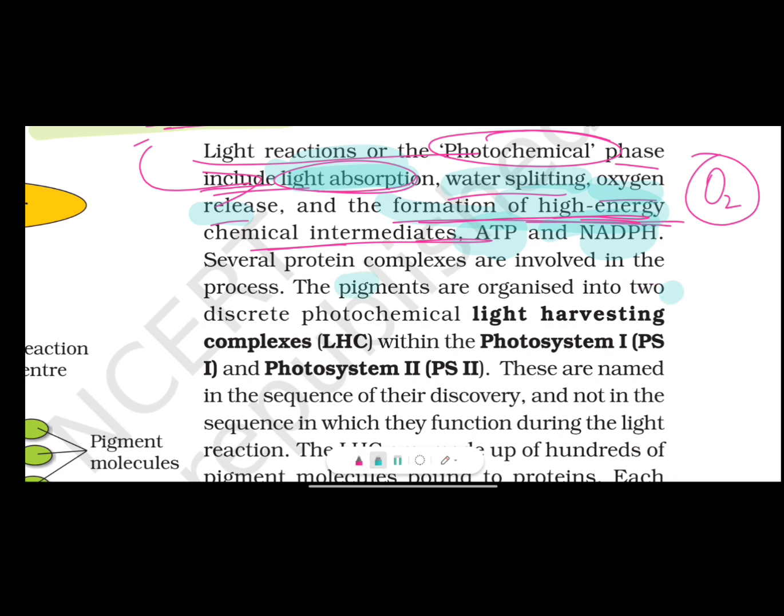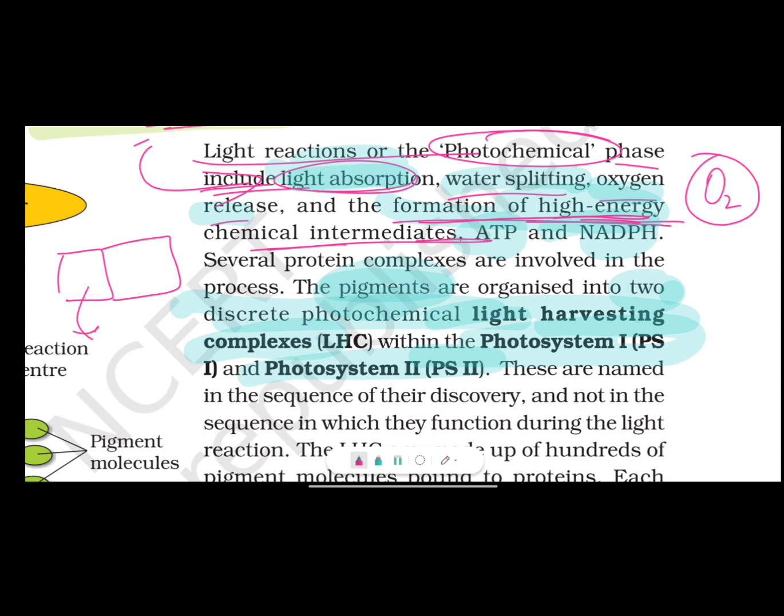See, we are talking about the pigments, right? We are talking about the chlorophyll B and xanthophylls, carotenoids. All these pigments are organized into two discrete photochemical light harvesting complexes within the PS1, PS2. So there are two LHC, or the light harvesting complex. Let's think this is a complex and this one is another complex.